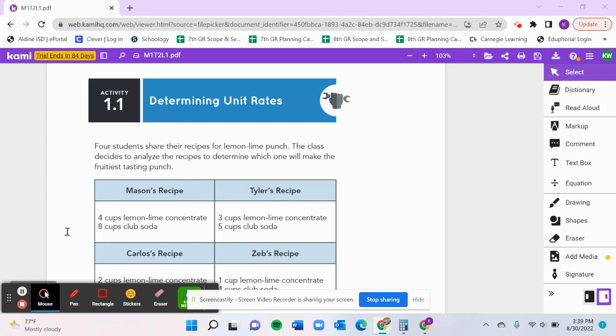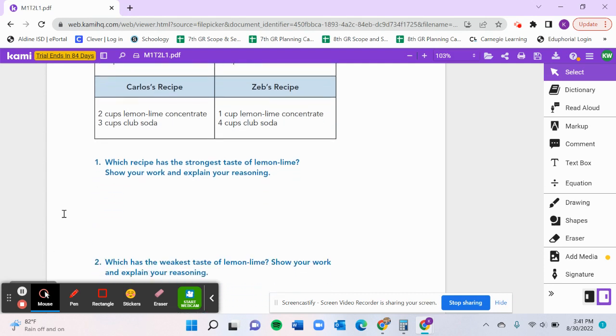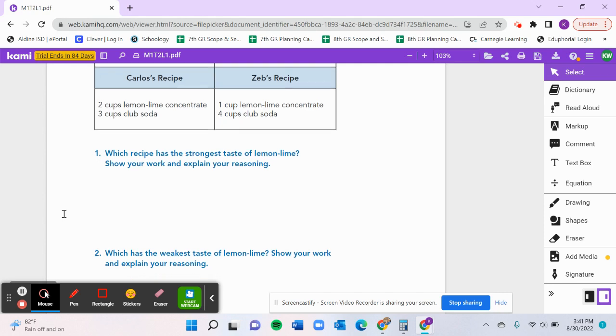Go ahead and pause here and read the activity description. As you just read, there are 4 students making the same kind of punch but different ways. You're now going to either work on your own or with a partner to analyze this data and answer questions 1 and 2. Question number 1 says, which recipe has the strongest taste of lemon lime? Show your work and explain your reasoning. And question 2 says, which one has the weakest taste of lemon lime? Show your work and explain your reasoning. Pause here.